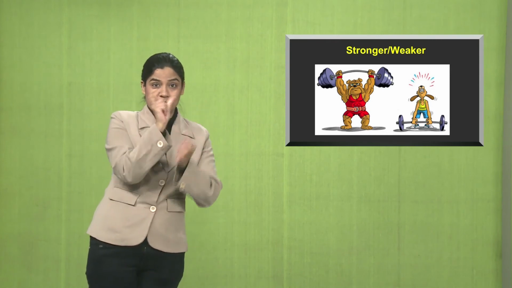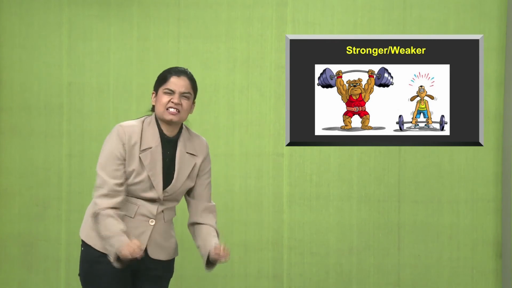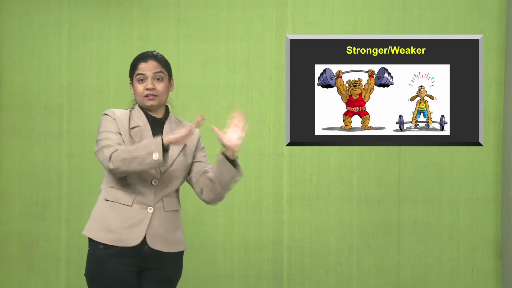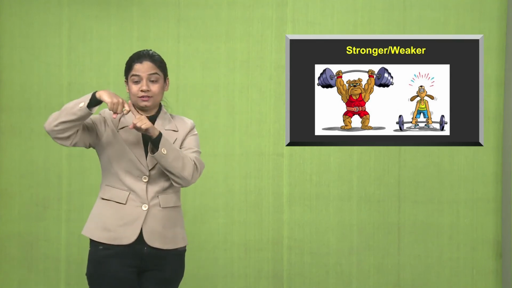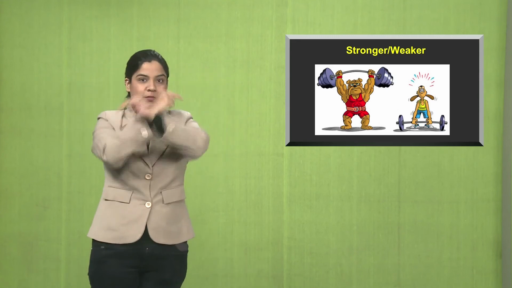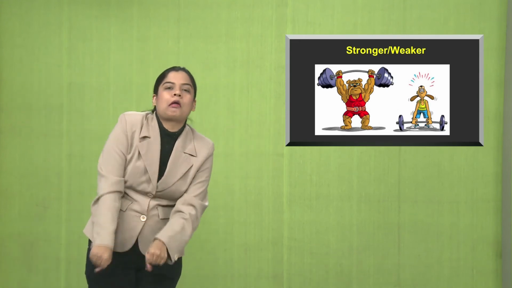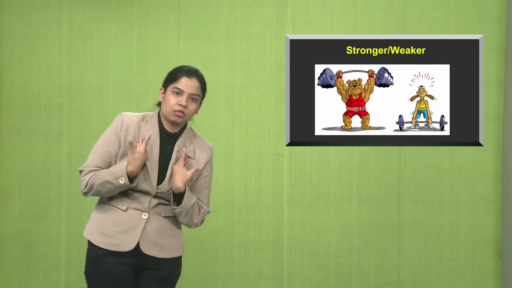Stronger, as you can see from the picture, a person is very strong and is able to lift the gym equipment, that's strong. Whereas on the other side is weaker, the power to not being able to perform physical activity, or with less energy, is a weaker person.